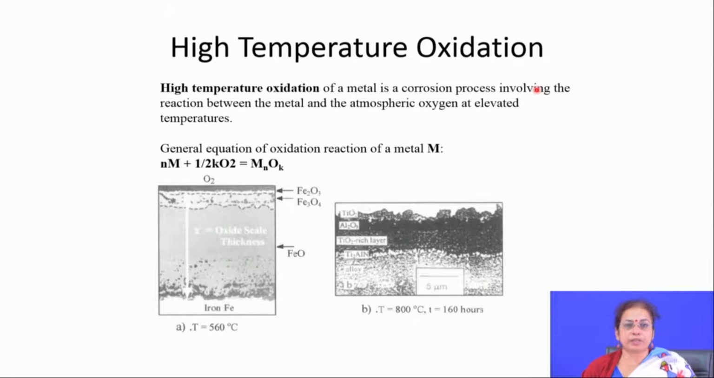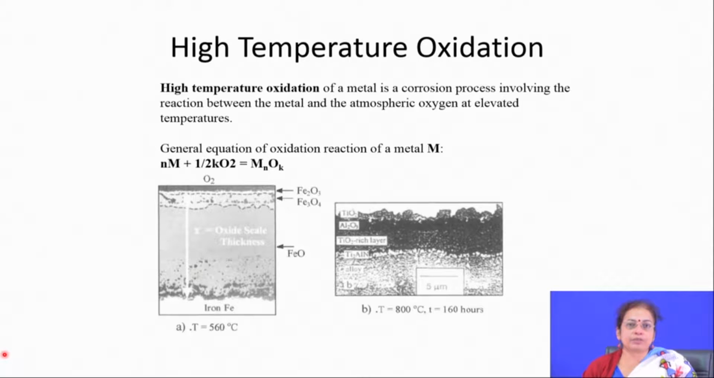If you quickly go through the definition of high temperature oxidation or dry corrosion, it basically occurs in the absence of aqueous media. It is a corrosion which involves the reaction between the metal and atmospheric oxygen or any other species at elevated temperature. If you go through the microstructure of the oxidized surface, you will find formation of an oxide scale on the surface, and that oxidation is basically a diffusion controlled process.